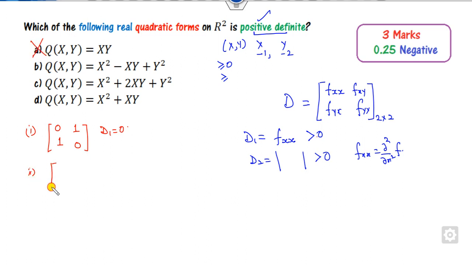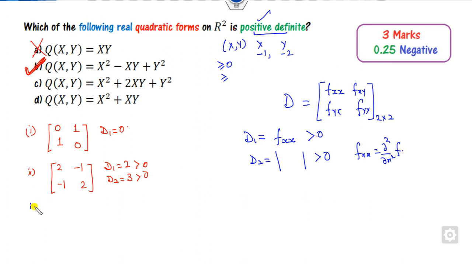Look at the second option. If you compute this one, that is my 2. Second one, yy, is 2. What is that? This is minus 1. This is minus 1. What is the first one? It is 2. The second one is 4 minus 1, which is 3. These are both greater than 0. So the right answer is here. Since only one option is correct, that's the right answer.